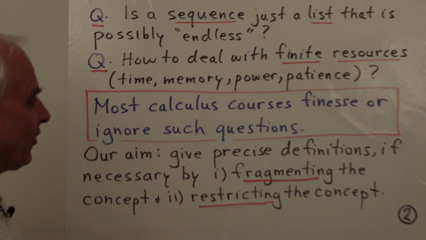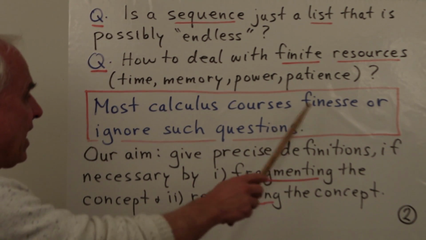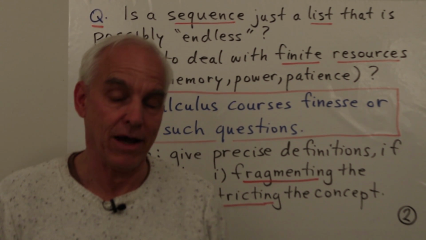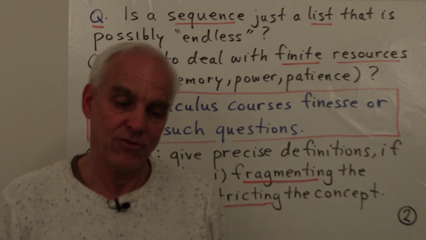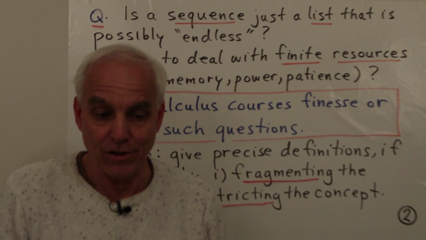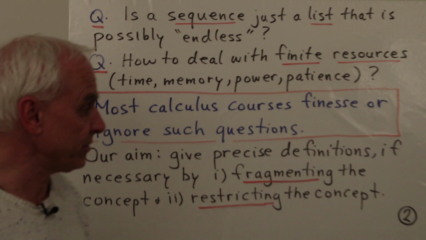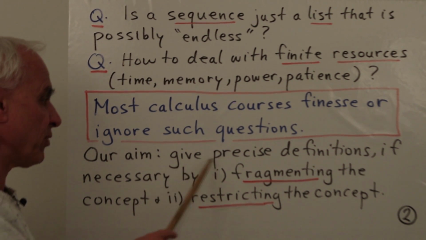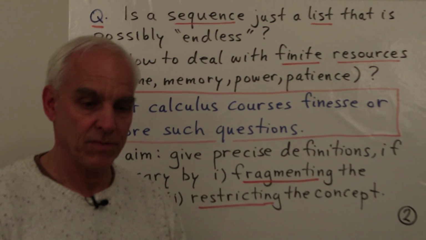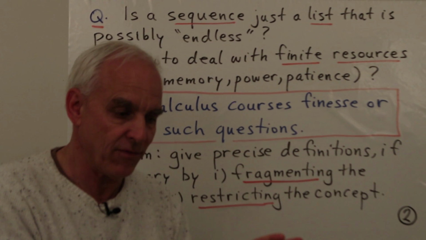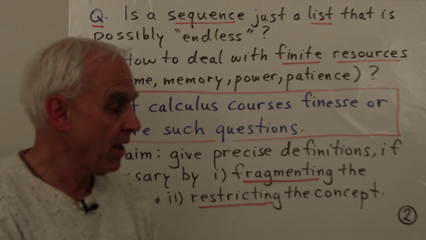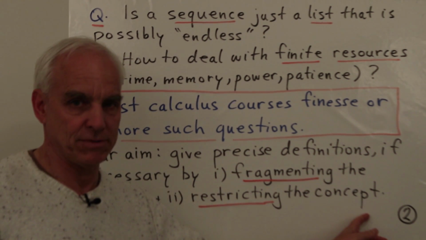So most calculus courses, it's safe to say, try to finesse or basically ignore such questions and just assume that we have a working understanding of what a sequence is. But it's one of the aspects of modern calculus that really weakens it, because ultimately we don't know what exactly we're talking about. So our aim here is to give precise definitions, if necessary, by, first of all, fragmenting the concept. So maybe we don't just have one kind of sequence, maybe we have different kinds of sequences that we should identify. And also by restricting the concept.